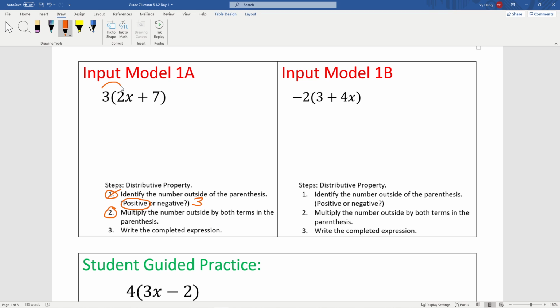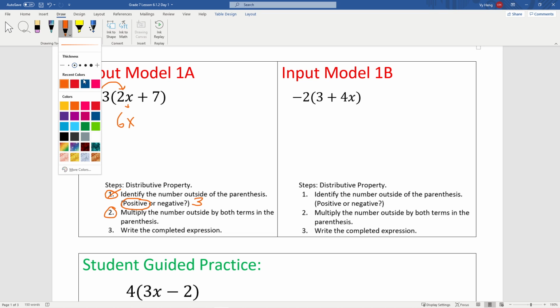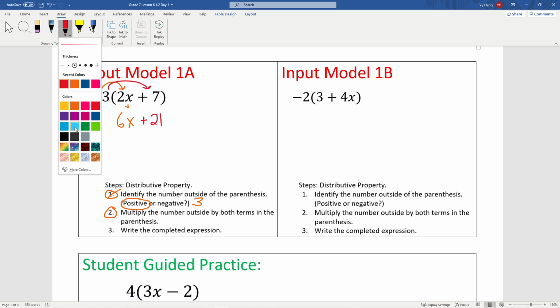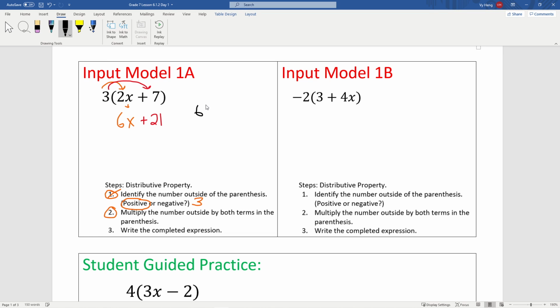So we're going to multiply 3 times 2x. First of all, what's 3 times 2? It's 6. And what else do you have to pull down? You have to pull down the x. And then you're going to take 3 and multiply it by this right here. What's 3 times a positive 7? It's going to be a positive 21. Please do not leave out the positive, because if you do, it's going to be like this, 6x 21, and that looks like multiplication. You do not want that. Make sure you add that positive.